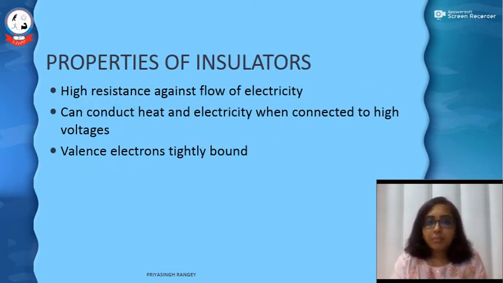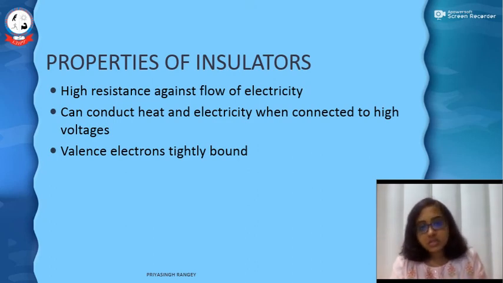Next, moving on to the properties of insulators. Like conductors have some properties, in the same manner, insulating materials also have some properties. Insulating materials provide high resistance against the flow of electricity. As we have seen, conductors apply very little resistance, but with insulators the resistance to the flow of electricity is very high. The reason for this is that insulating materials do not have loosely bound electrons. They have valence electrons that are very tightly bound to the nucleus of the atom.